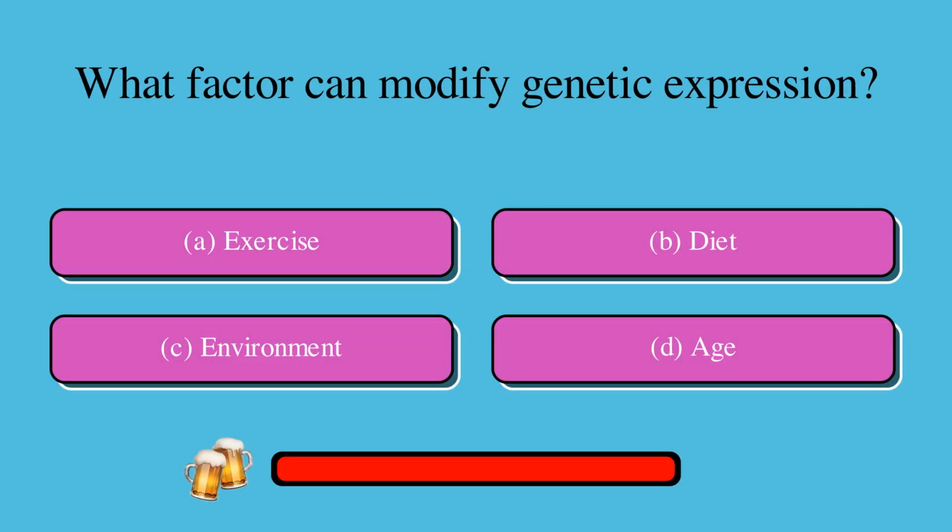What factor can modify genetic expression? Is it A. Exercise, B. Diet, C. Environment, or D. Age? The correct answer is C. Environment.